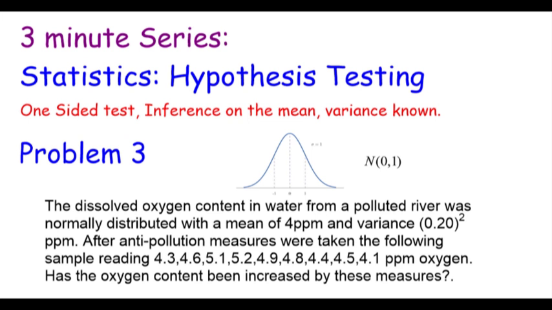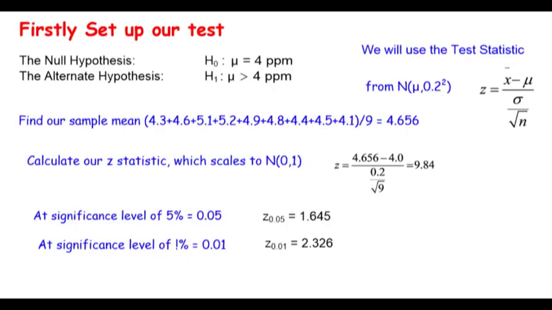Okay, so let's have a look at how we would do this one. First of all, we set up our test. You can see here the null hypothesis is that the mean of the oxygen content in the river is 4 parts per million. And our alternative hypothesis is that we're really only looking at whether we have increased the oxygen content, and hopefully we have. But this is only a one-sided test, and you can see here the significance level of 5% is 1.645, and at 1% is 2.326.